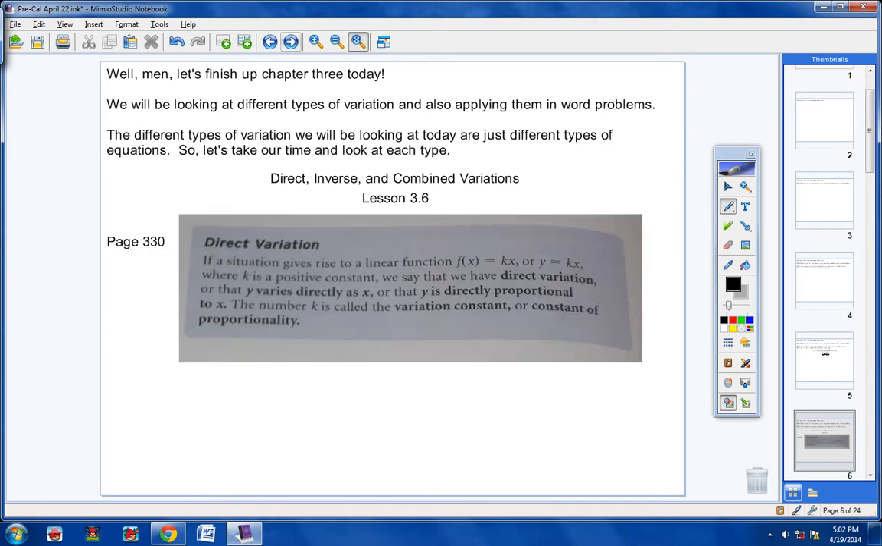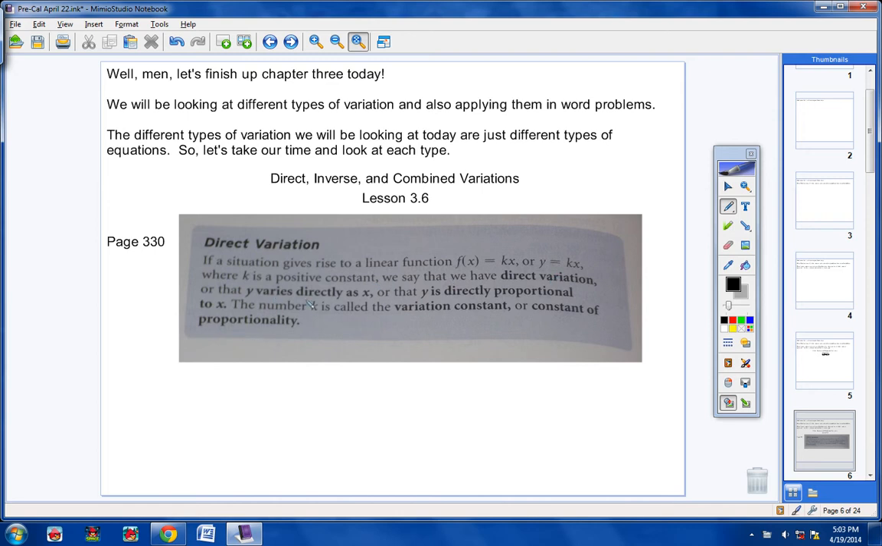If you want to turn to your books, you're welcome to do that. You do not need to, but if you want to, you can, and you will see this box right here. It gives you a definition of what direct variation is. Okay, this box here of direct variation is a definition on page 330. It's not really easy to understand, and I will put this in easier words in a minute, but it says if you have a situation in which a linear function f of x equals kx or y equals kx, where k is a positive constant, we say that we have direct variation.